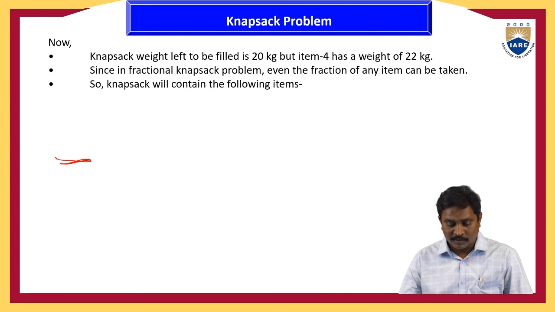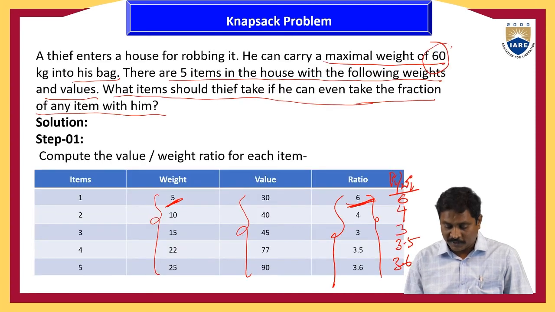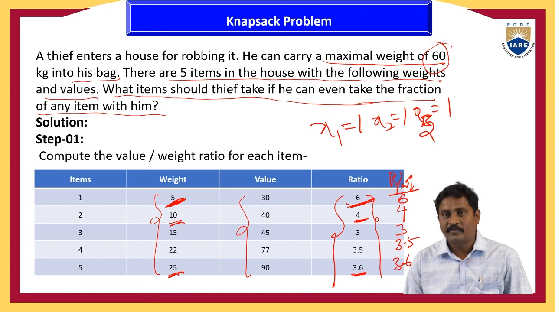Once again we see that. First we insert I1, X1. So X1 equal to 1, W1, 5 inserted. The remaining capacity is 55. Next we insert the next highest ratio, which is 4. We insert 10, so X2 equal to 1. Next we insert the highest value 3.6. We insert 25. Now 5 plus 10, 15 plus 25, 40 completed.